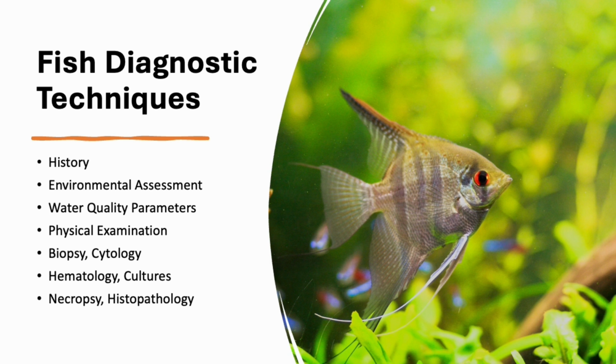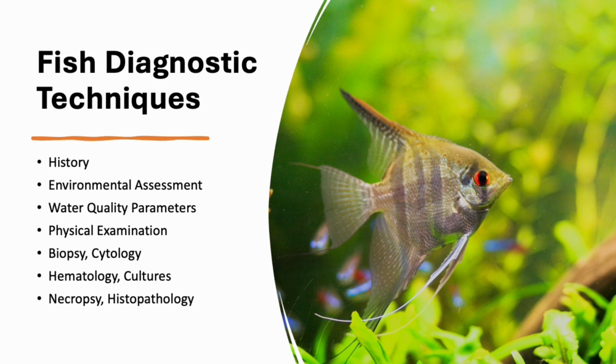The physical examination of the fish includes looking for injuries, damaged fins, discoloration, ulcers, anything that's abnormal or unusual when you look at that fish. And then from there, we may take biopsies of wounds, of the fins, gill tissue, and make cytology samples, which would be looked at under the microscope.